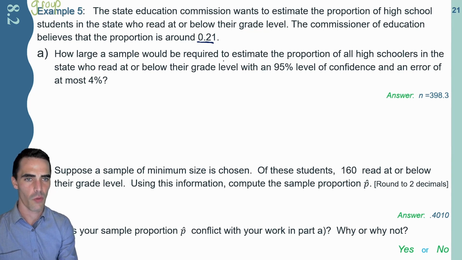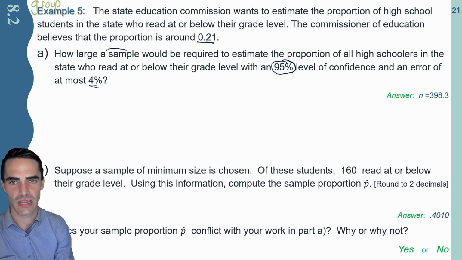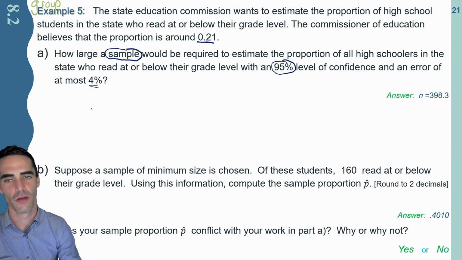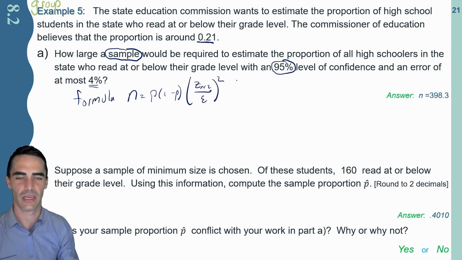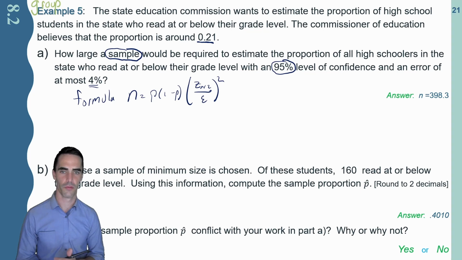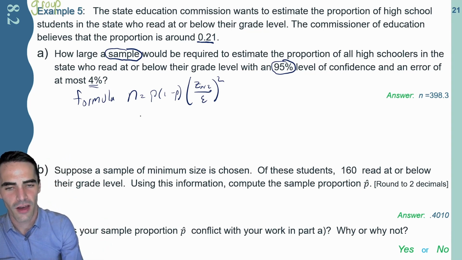How large a sample would be required to estimate the proportion of all high schoolers in the state who read at or below their grade level with 95% level of confidence and an error of at most 4%? How large a sample? Whenever they're asking for sample size, we have one formula for that. So right here, the formula: n is equal to p times 1 minus p, then z alpha over 2, all divided by my margin of error, squared. And again, that's straight from the formula sheet. So I have a couple of ingredients, in fact 3 to pull from, but all of them are given to me very fortunately. I'll write here, equals.